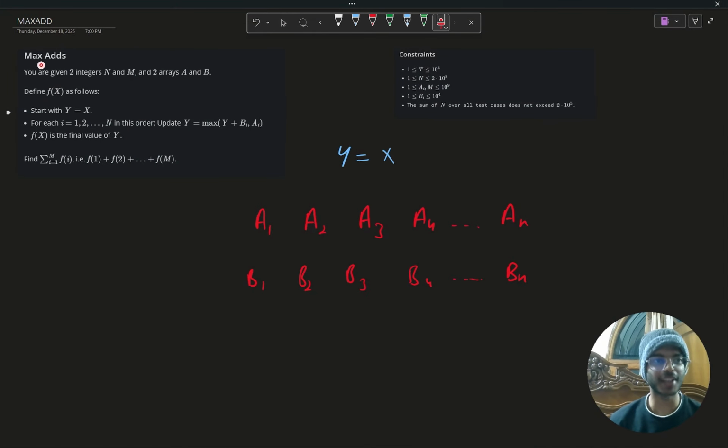Yeah, today's question is MAXADD. In this question, we're given two integers n and m and two arrays a and b. Now we define a function f of x as follows. We start with an integer y which is equal to some integer x.